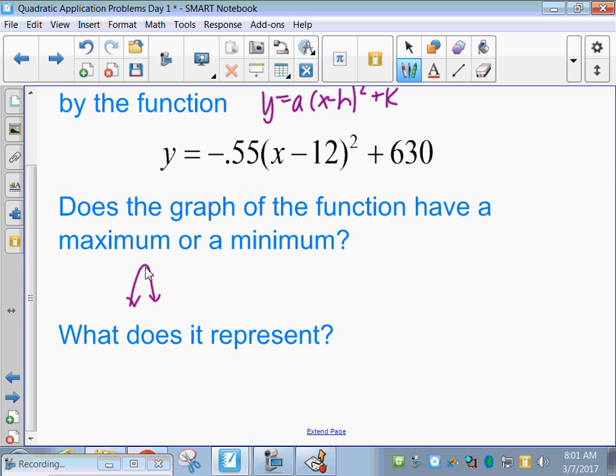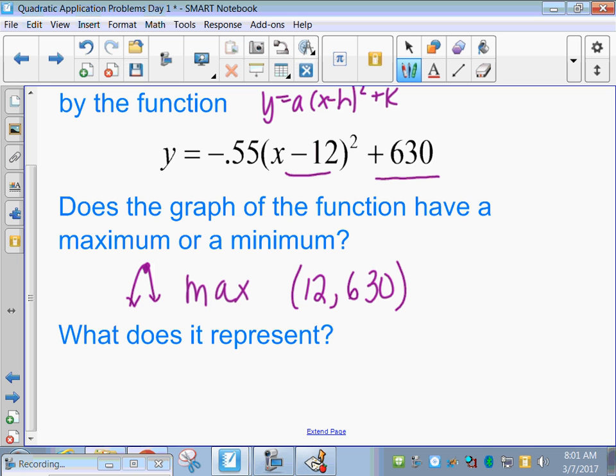So does it have a min or a max? Yeah, the highest point right here is this point. It has no minimum. It goes forever down. So this graph has a max. All right? And what is the max? Let's go ahead and find it. It's easy because it's in vertex form. We don't even have to graph it on our calculator. So right here, it's opposite, same. The number in front determines width. The vertex is h comma k. So my vertex is 12, 630. It gives it to us by the function, the equation.